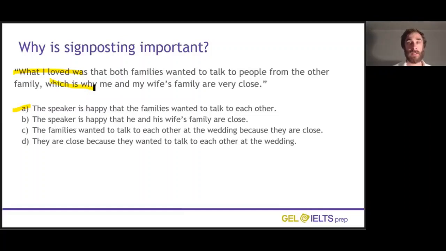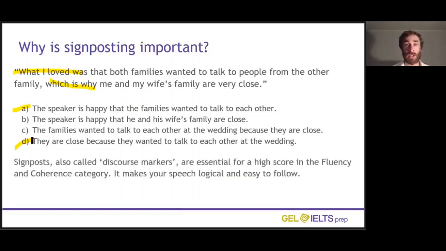Which is why says that the previous sentence is a reason why he and his wife's family were so close. So D is true. They are close because both families wanted to talk to each other at the wedding. So those discourse markers or signposts tell you this information about what the speaker really means.